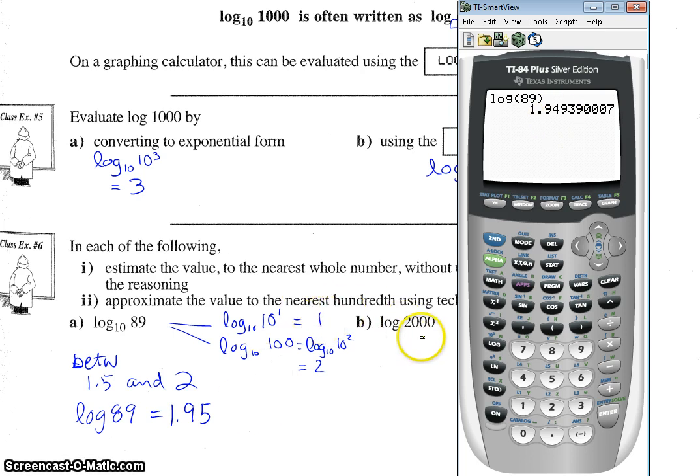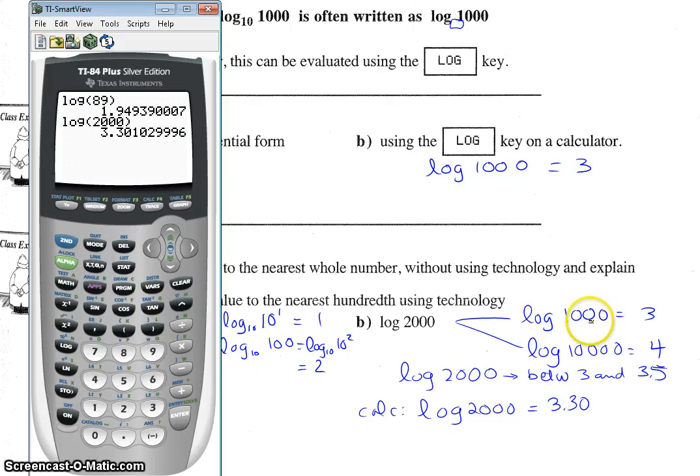Okay, let's do the same thing with log 2000. First, estimate using a couple benchmarks of powers of base 10, and then we'll do it on the calculator. So you guys go ahead and do that, and then we'll check back in a minute. Okay, pause your video, please.